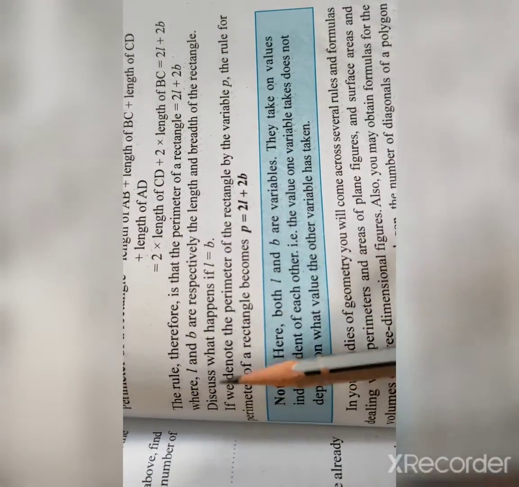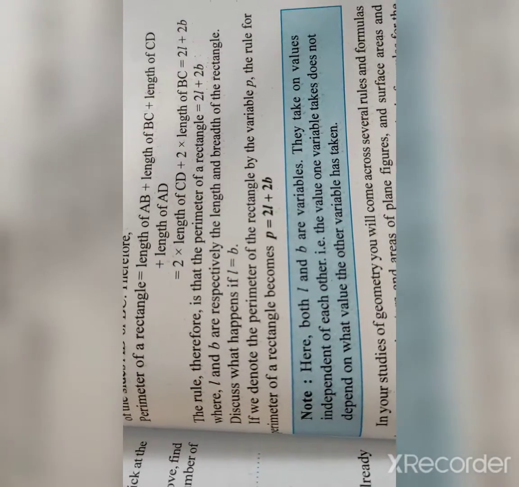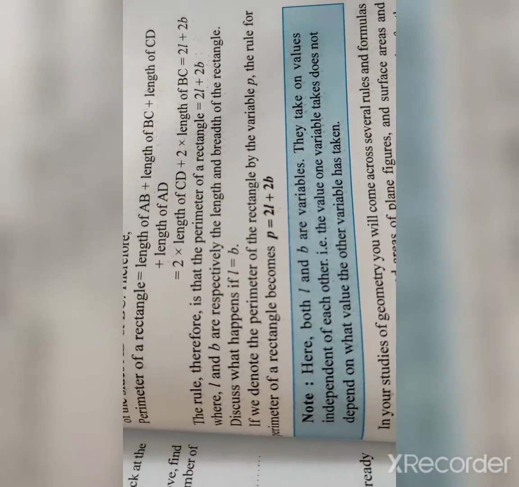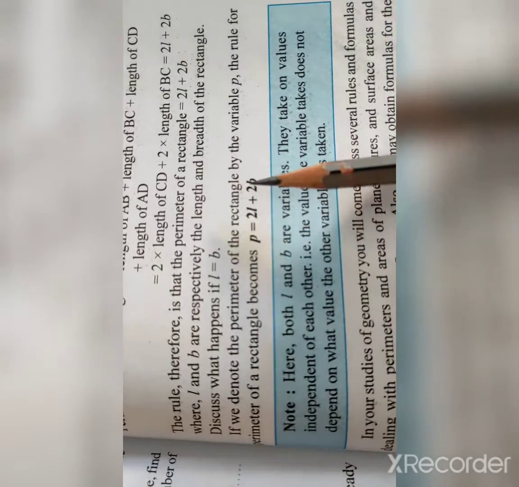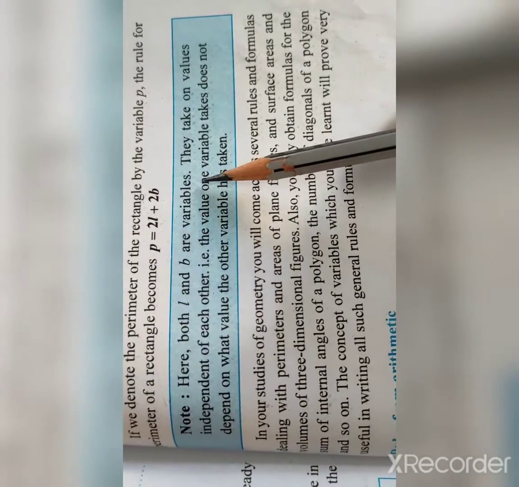Discuss what happens if L equals B. That means in any rectangle, if length and breadth both are equal, then the rectangle will be a square, and the perimeter of a square is 4 into side, 4A, 4S, 4X. We can take any variable. If we denote the perimeter of the rectangle by the variable P, the rule for the perimeter of a rectangle becomes P is equal to 2L plus 2B. Note, here both L and B are variables.